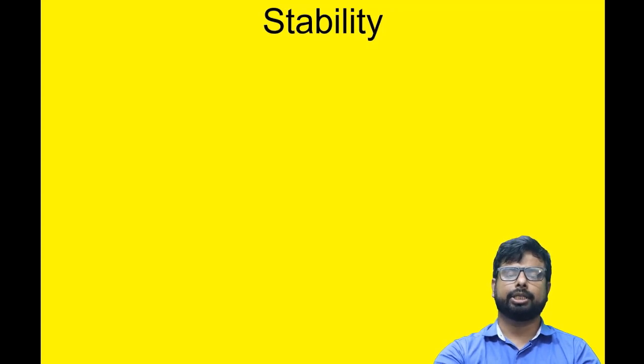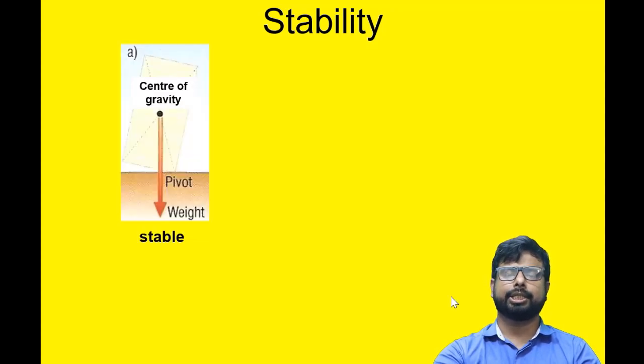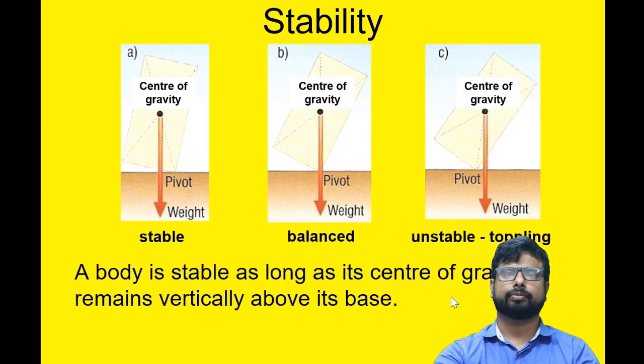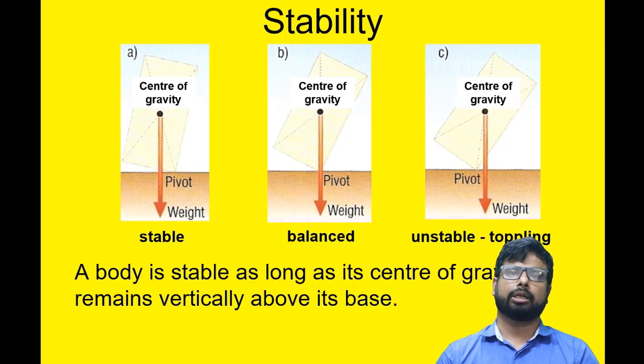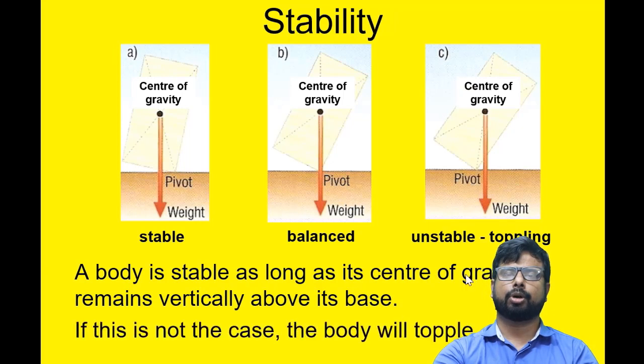Stability. What is stability? A body is stable as long as its center of gravity remains vertically above the base. So when the center of gravity is vertically above the base, the object will be stable. If this is not the case, the body will topple.